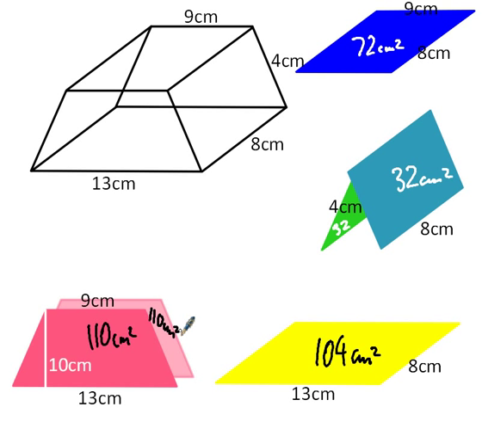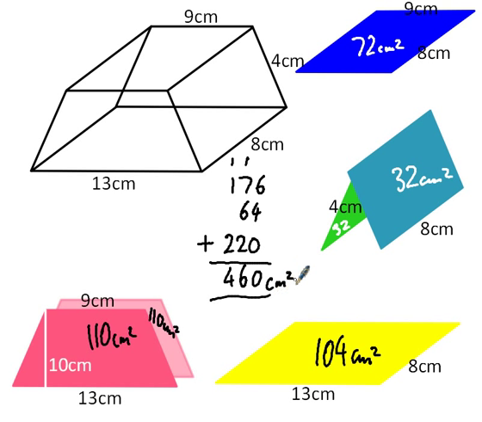Now let's add them together. So we've got, let's see if I can join some of these up. 104 and 72 makes 176. 32 and 32 makes 64. And 110 and 110 makes 220. Okay, that makes it slightly easier to do. 6 add 4 is 10. 1 add 7 is 8. Add 6 is 14. Add 2 is 16. And then 1 add 1 add 2 is 4. So that's a total surface area of 460 square centimeters.